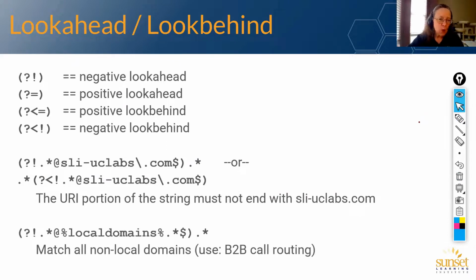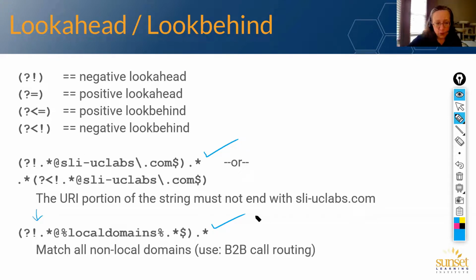And here's a way of doing that if I have multiple domains. Here again, I'm doing a negative lookahead, so not any kind of local domain. This is just like this, but instead of one domain, it's many domains. So match all non-local domains. Rather than having multiple expressions for my different domains internally, this would capture everything not a local domain.